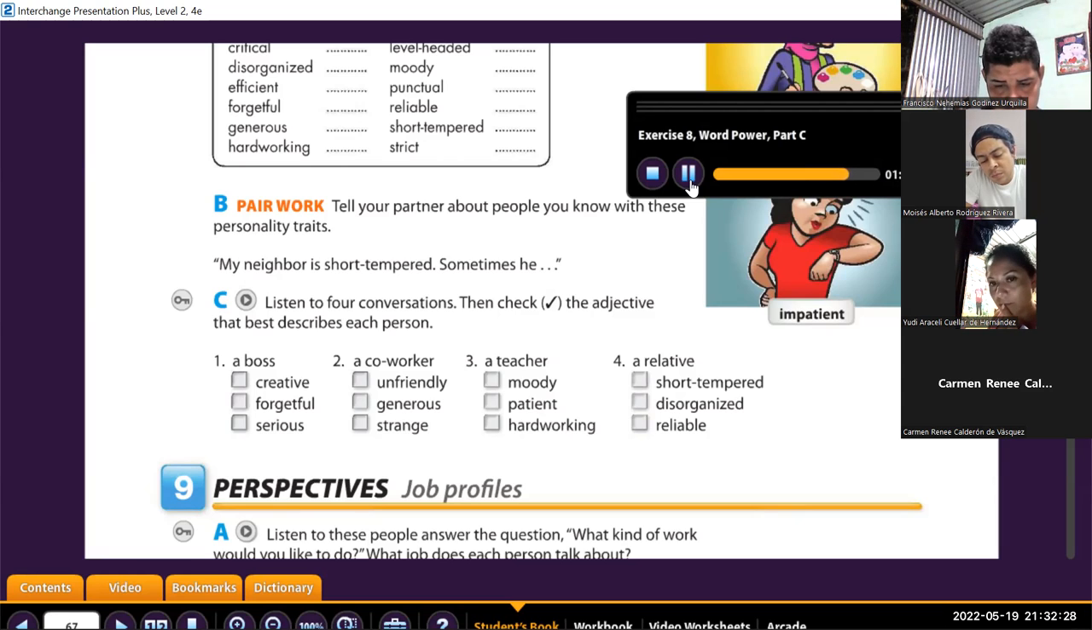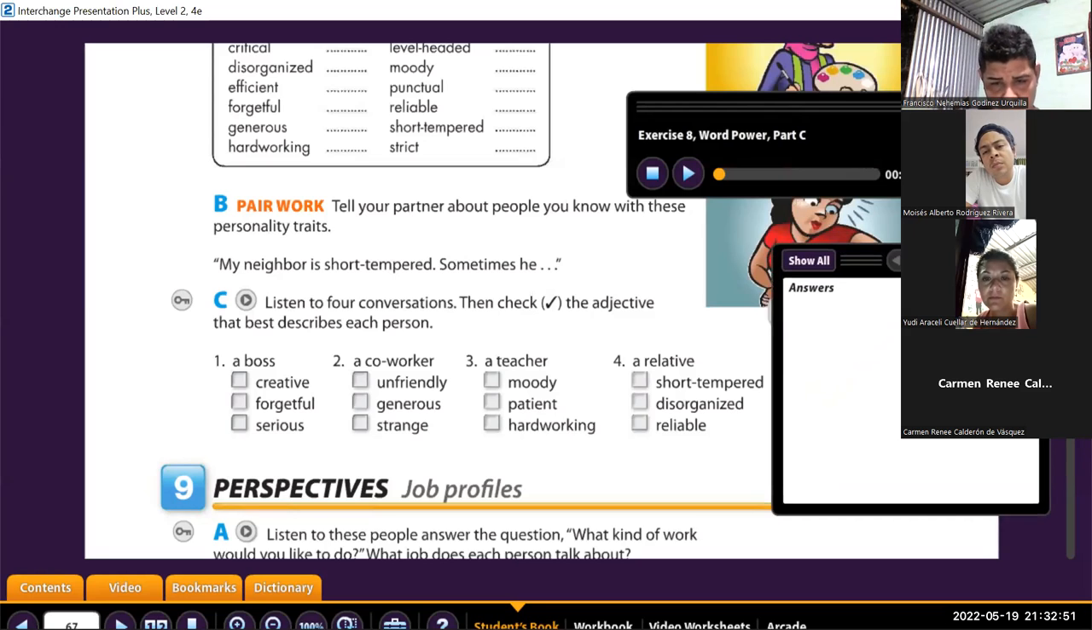4. A relative. Hey, what's wrong? I'm fed up with my brother. It seems like he's always angry at me about something. Really? Yeah. He gets upset so easily. I don't know what's the matter with him.